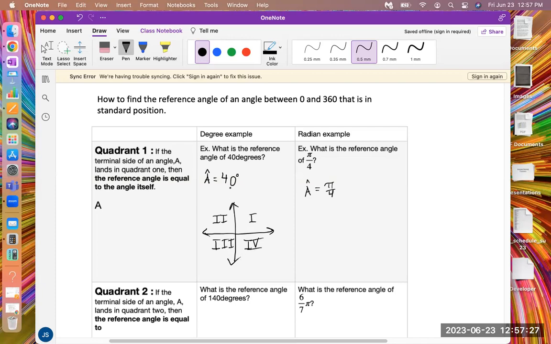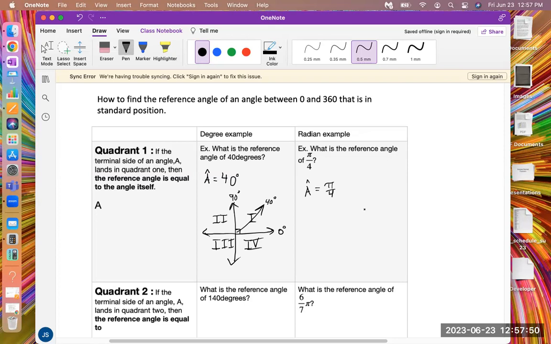So for an angle to be in quadrant 1, its terminal side has to land between 0 and 90. So the angle looks like this. It's in this area. So that's approximately 40 degrees.